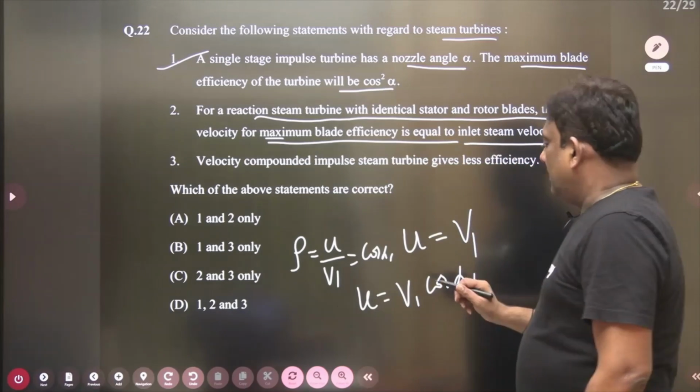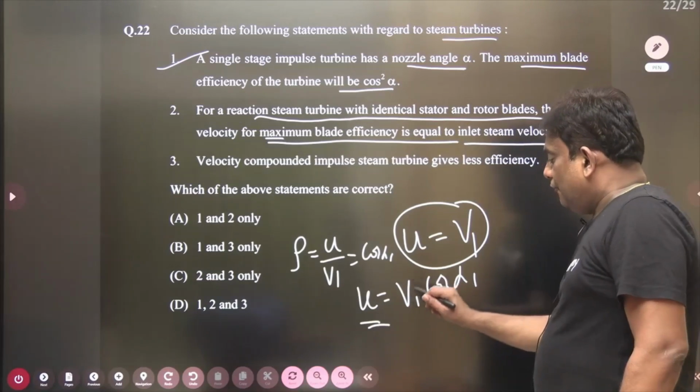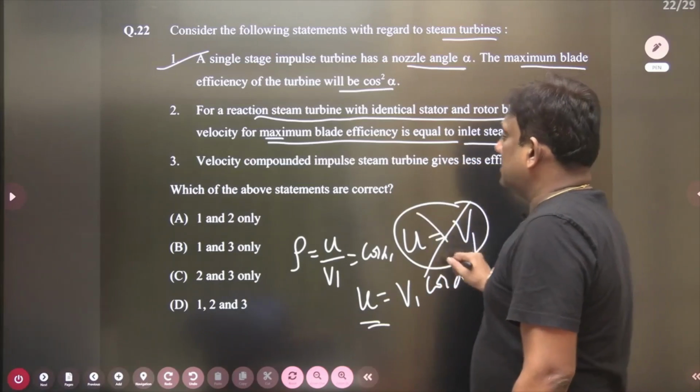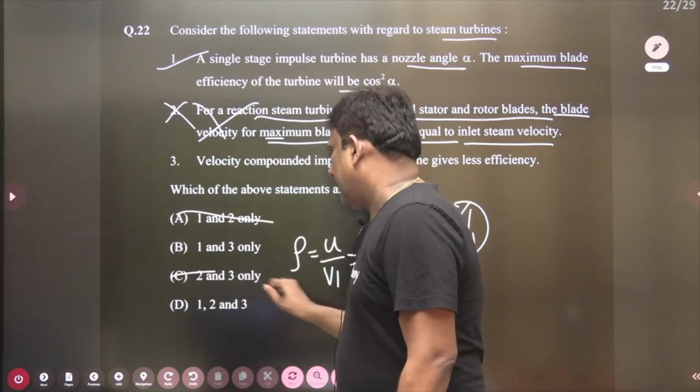But here he gives it as U equal to V1. In fact, the blade speed is V1 times cos alpha. But he says U is equal to V, so this statement is wrong. The second is wrong.